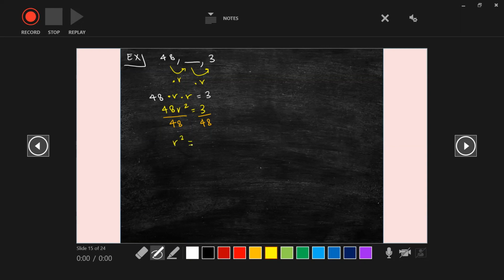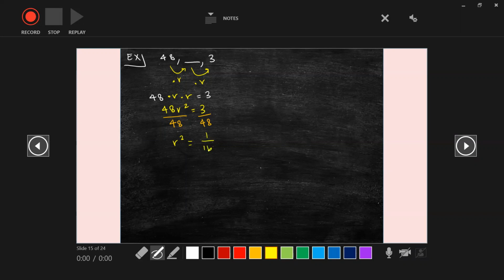Anybody? We're not doing decimals. What's 48 divided by 3? 48 divided by 3 is 16. So 3 divided by 48 is 1/16.